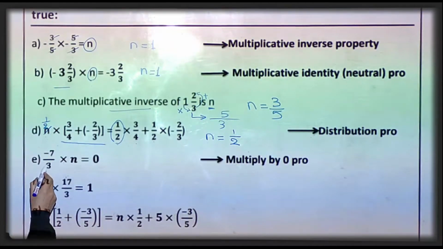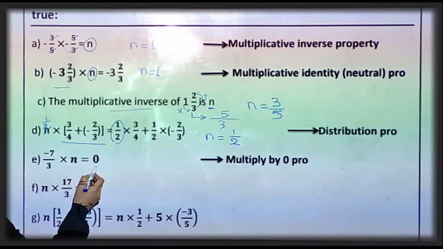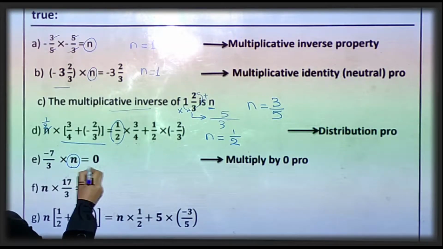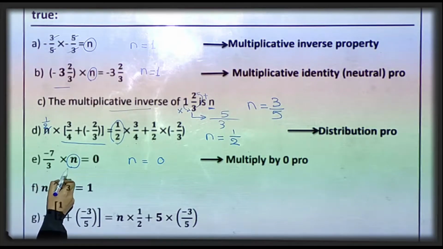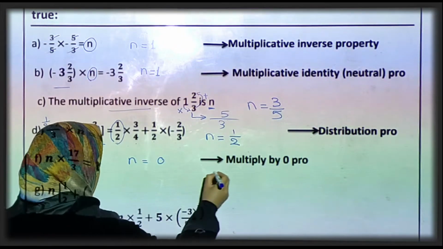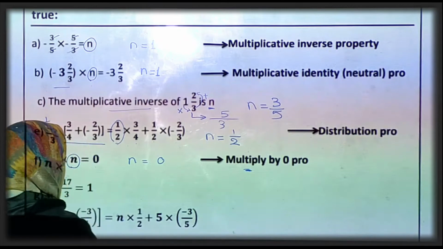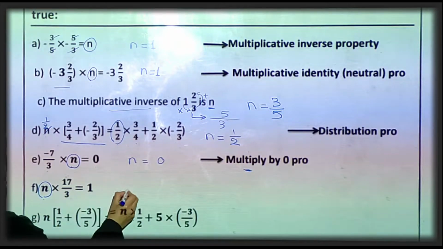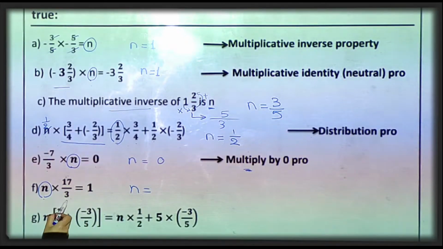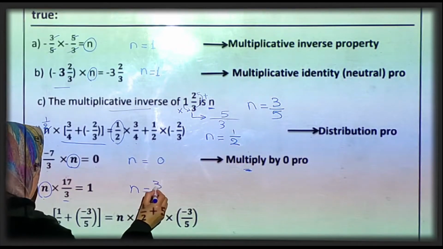Letter E, -7/3 multiply n equals 0. The value of n is 0, because any number multiply 0 equals 0. This property is called the multiply by 0 property. n multiply 17 over 3 equals 1. To find the value of n, it equals the multiplicative inverse of this rational, 3 over 17.